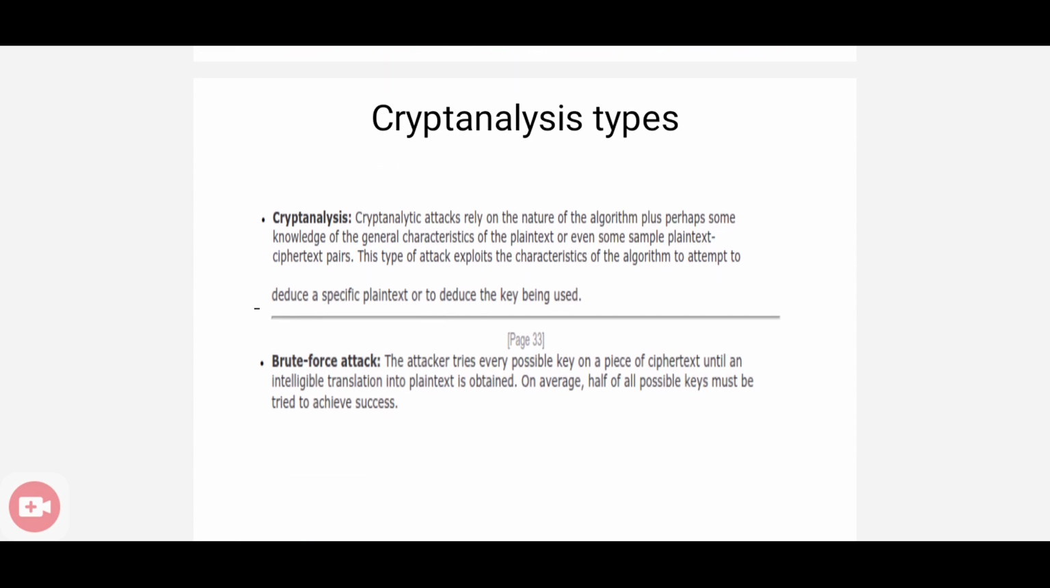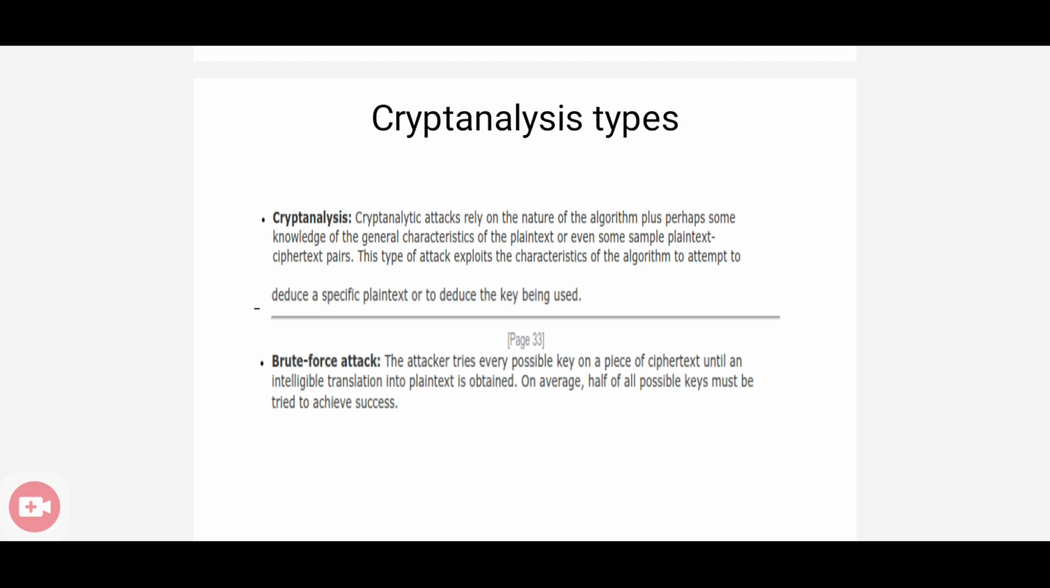And in the case of cryptanalysis, actually there are two types. One is cryptanalysis itself and the other one is brute force attack. In cryptanalysis, we use the nature of the algorithm and the general characteristics of the plain text, or even some sample plain text. But in the case of brute force attack, the attacker tries every possible key on a piece of ciphertext until an intelligible translation into plain text is obtained. So these are the two mechanisms for cryptanalysis.